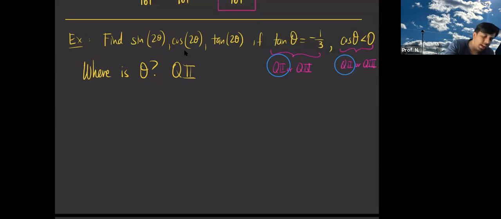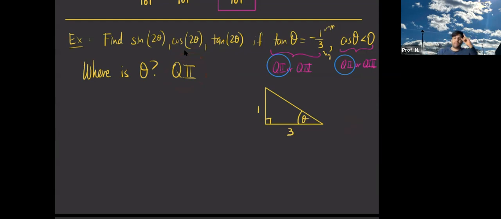Okay, once we establish that, now we make the right triangle. What's the right triangle? Theta. What's opposite theta? 1, because remember, tangent is opposite over adjacent. The adjacent side is 3. Forget about the negative for now because I already know what quadrant I'm in. I'm supposed to get a negative for tangent because I'm in the second quadrant.